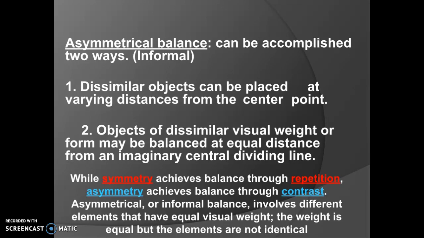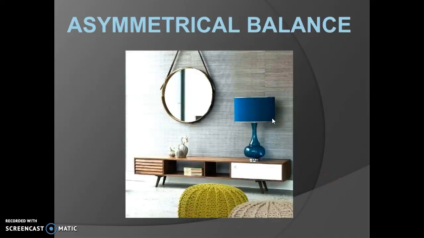While symmetry achieves balance through repetition, repeating the same things on both sides, asymmetry achieves balance through contrast. Asymmetrical or informal balance involves different elements that have equal visual weight. The weight is equal, but the elements are not identical.